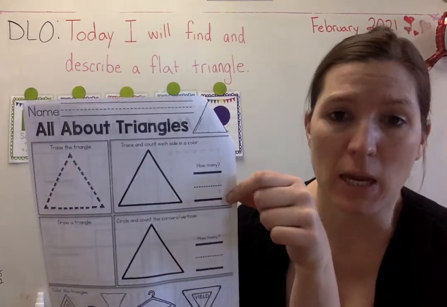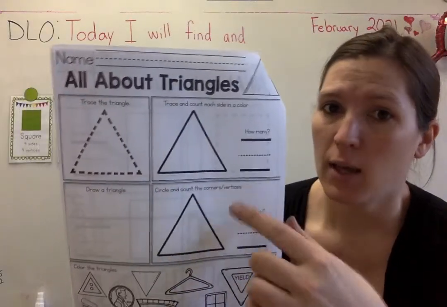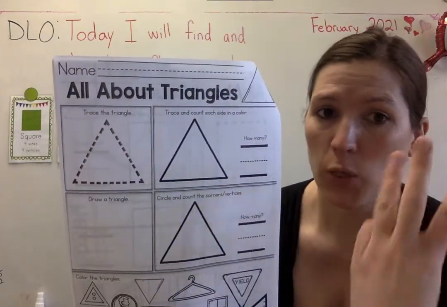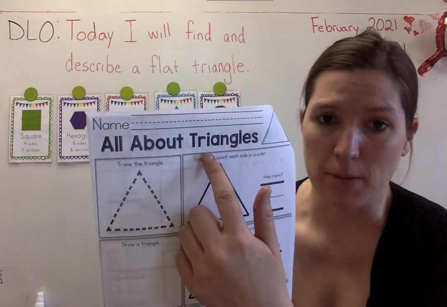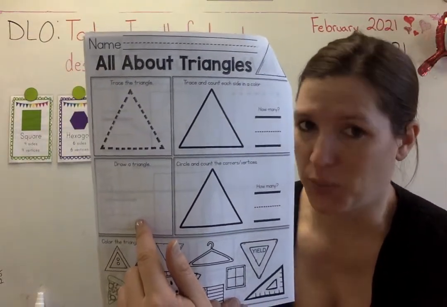And it says how many. Those are sight words that we've learned. How and many. And a question mark. How many? How many sides does a triangle have? 3. Tri means 3. Down here you're going to draw a triangle with 3 sides.